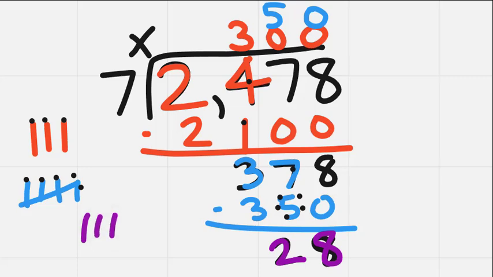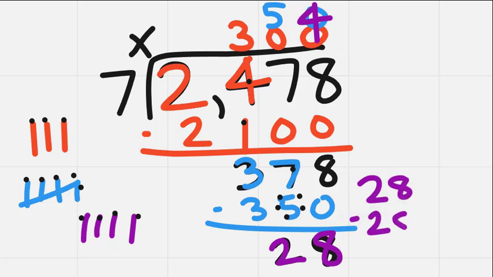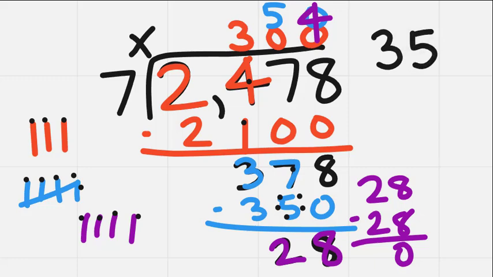7, 14, 21, 28. We stopped right on the number. That's 1, 2, 3, 4. 4 sevens. That will go straight up. The 4 will go here. So we subtract 28 minus 4 times 7 is 28. That'll be 0. So our answer is 354. We're going to multiply to check our answer, because the opposite of division is multiplication.